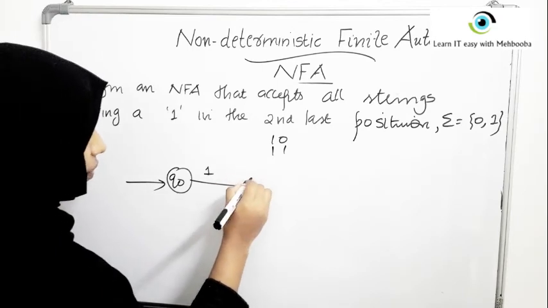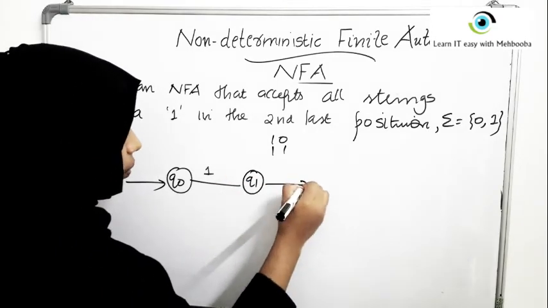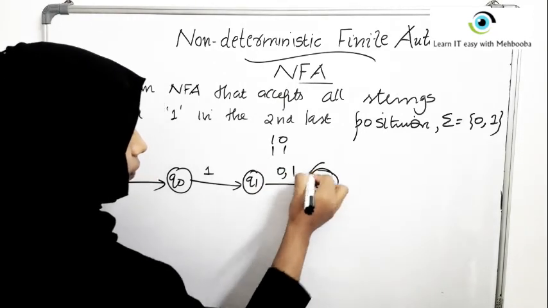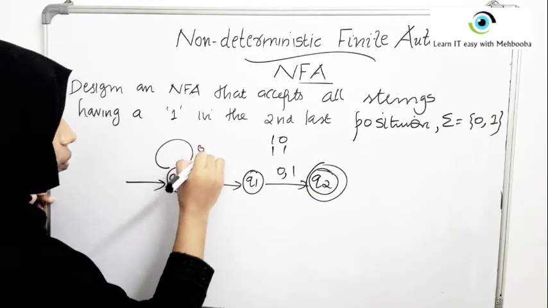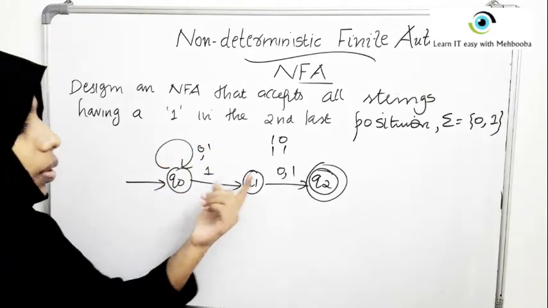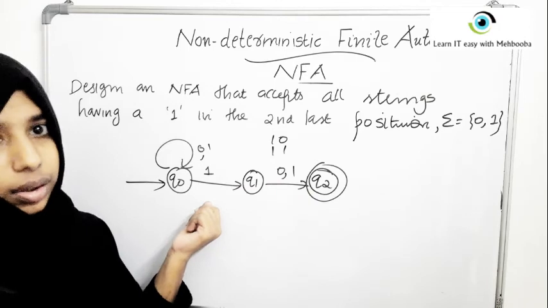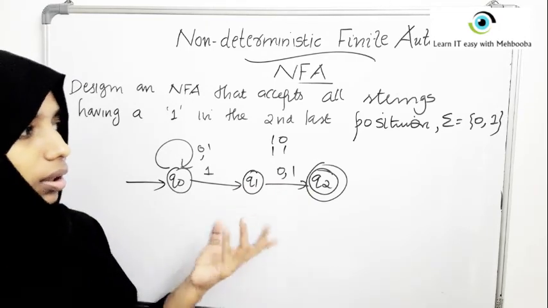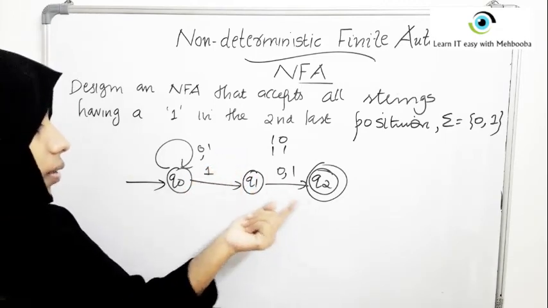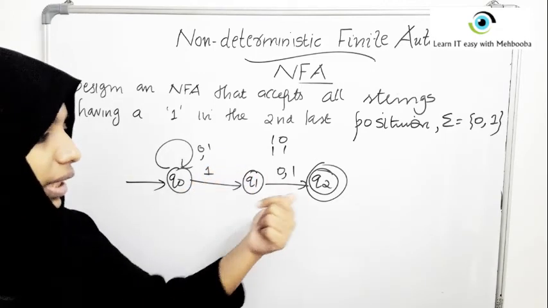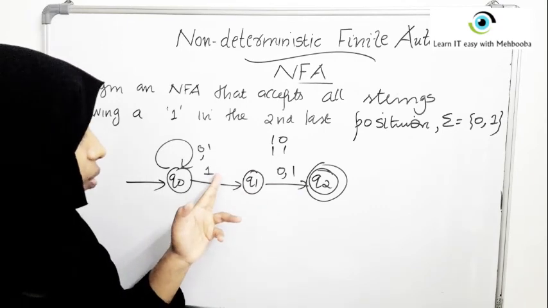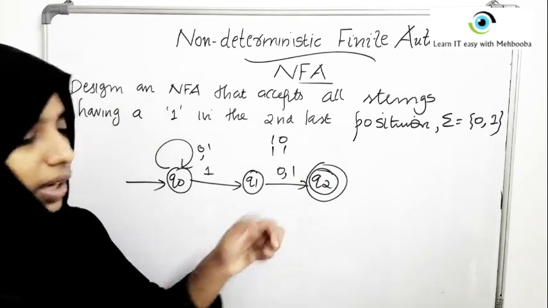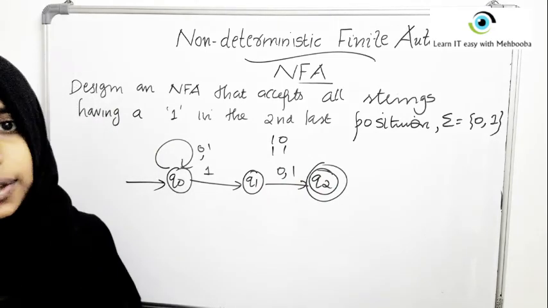So 1 definitely. Now Q1. Now it can be 0 or 1. Q2 is a goal state. Now 0 or 1, whatever can come before this. Only the 1 should be the second last letter. Whether we have a 1,000 character long sequence of zeros and ones, if it is like this, you will have a 1 in the second last position, isn't it? Because only when you get a 1 and after that some other 1 or 0, you will reach the final state. So that is the NFA design.